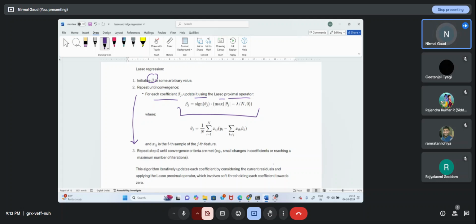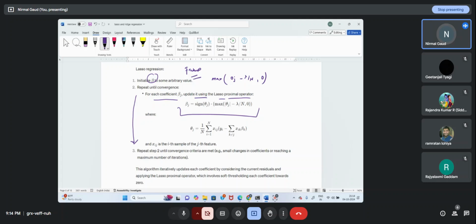Sign of theta j times max of theta j minus lambda by n, comma 0. Max of theta j minus lambda by n or 0. Whoever is maximum, just return that, with a sign, positive or negative both. Theta j. What is theta? Theta is a parameter. Theta is a feature, I guess, not a parameter. It's a feature.